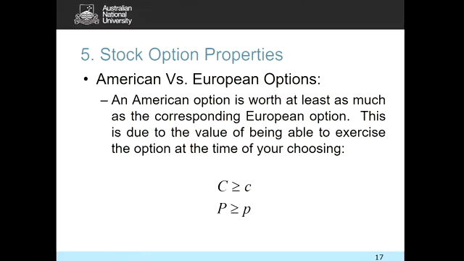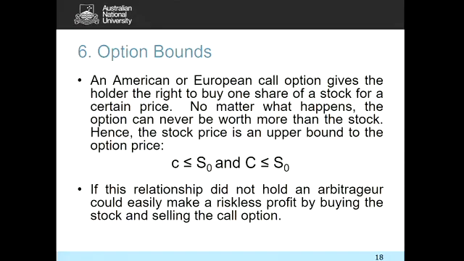American versus European, we know this. Americans should be more expensive. The reason they should be more expensive is you get to make that choice. Okay, you get to make that choice and you have to pay for that choice. Okay, so we're going to look at option bounds. We'll do the upper bound before we have a break.